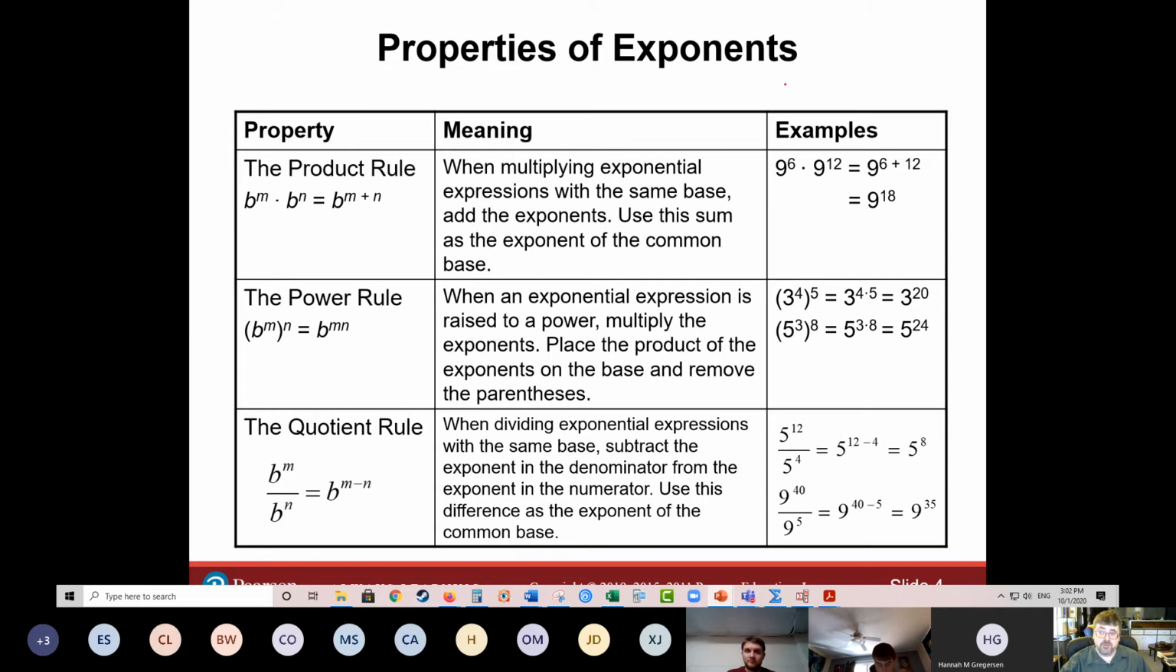This is also true for variables. If we had x cubed, that's a 3, times x to the 5th, that would be x to the 3 plus 5, which is x to the 8th. As long as the base is the same, when we are multiplying bases together, we add their exponents.